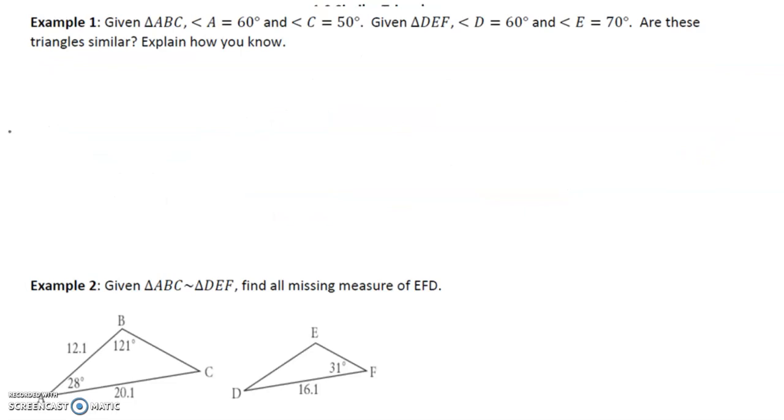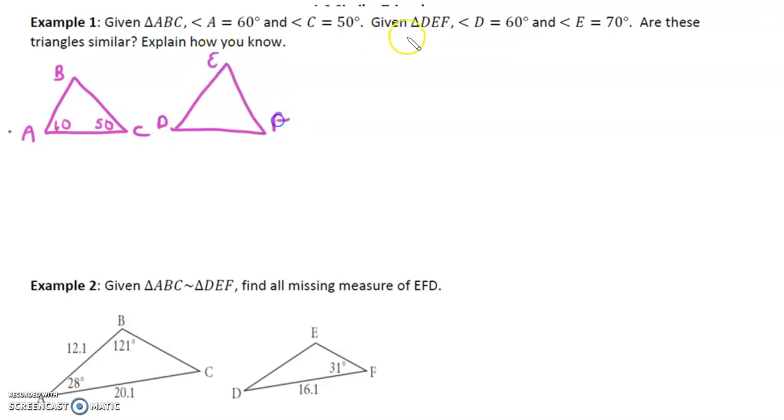Example 1. Given triangle ABC, so I always just draw it. Angle A is 60. Angle C is 50. And then we're given triangle DEF. So let's draw another one. Angle D is 60. Angle E is 70. Are these triangles similar? Explain how you know. So we're going to use the angle-angle similarity.